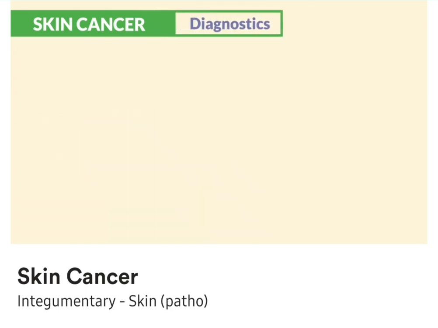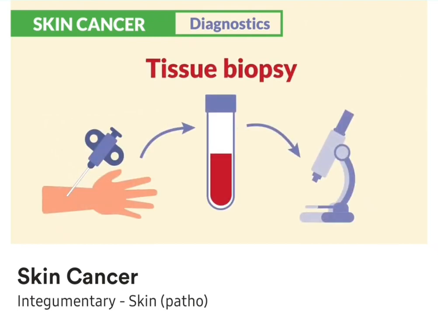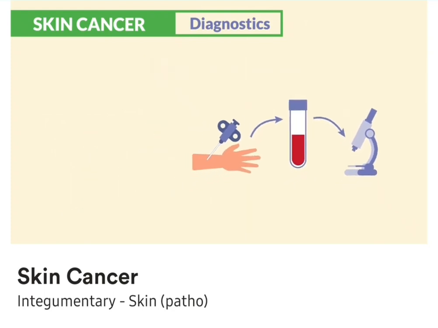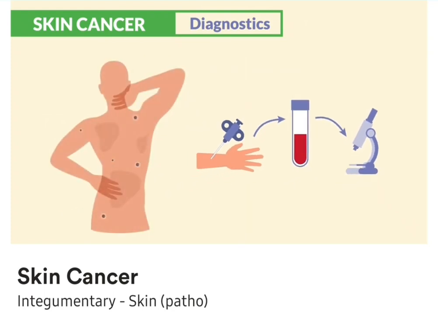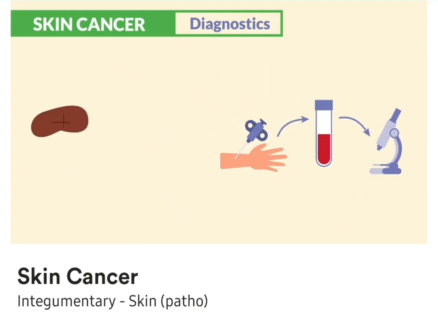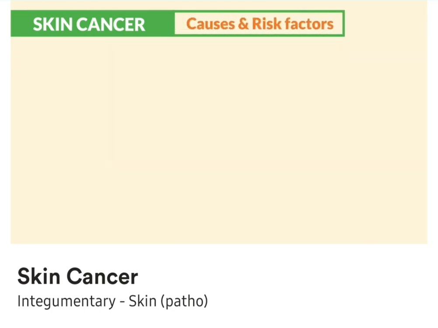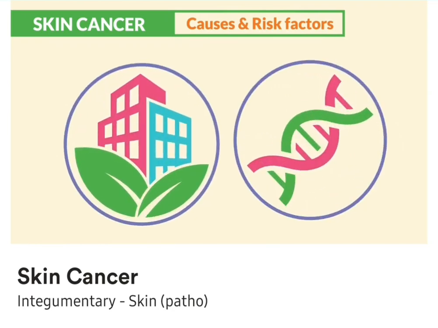Now, in terms of diagnostics, a tissue biopsy is required to make a definite diagnosis of skin cancer. But again, the key term here is that all new growths and pigmentation do not need to be biopsied to rule out cancer. Only the ones that show irregular changes, as mentioned before. Now, for the causes and risk factors, we have environmental or genetics.